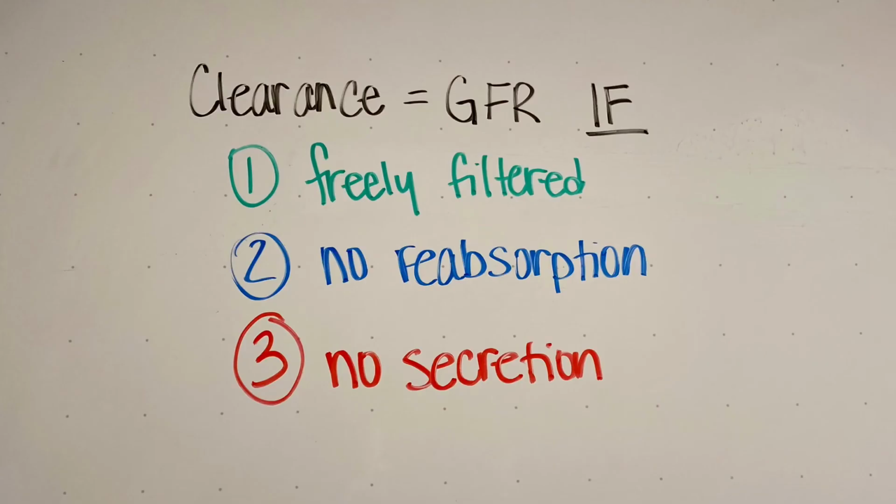So here's the interesting thing. Clearance equals GFR under certain conditions. The first condition is that the substance we are measuring must be freely filtered. And by freely filtered, I mean 100% of what is in the blood gets into the nephron. The second condition is that there must not be any reabsorption of that substance. And the third condition is that there must not be any secretion of that substance. All three of these criteria have to be met in order for clearance to equal GFR.